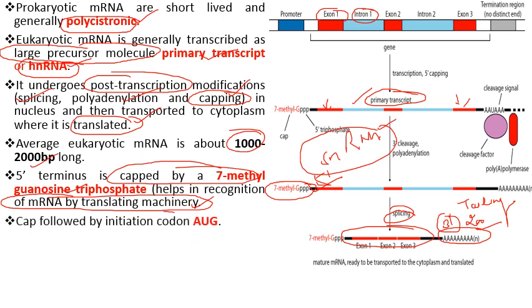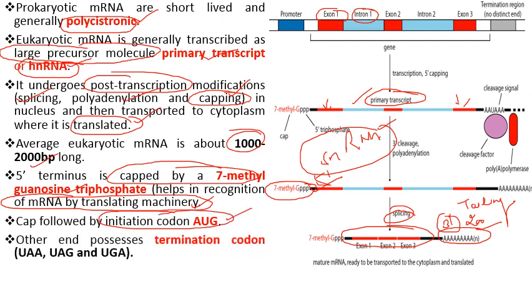Cap is followed by initiation codon, that is AUG. It codes for amino acid which is known as methionine. Other end possesses termination codons, जहाँ पे transcription means protein बनने बंद होंगे, वहाँ पे special codons present होते हैं जिन्हें कहा जाता है UAA, UAG and UGA.